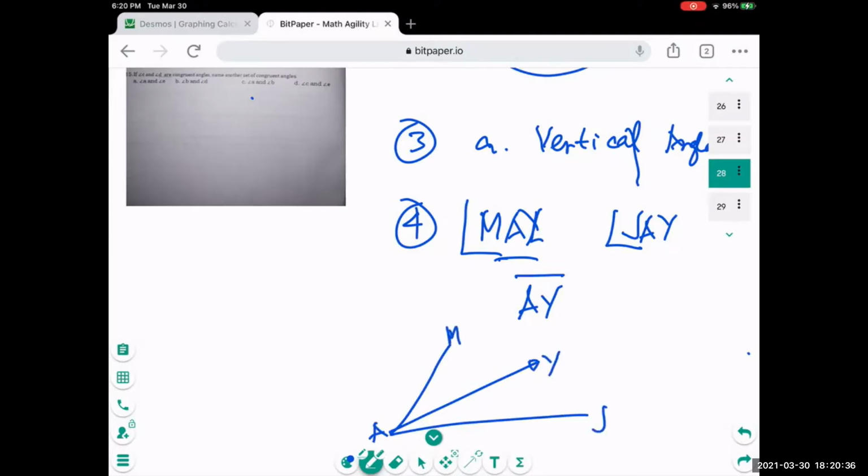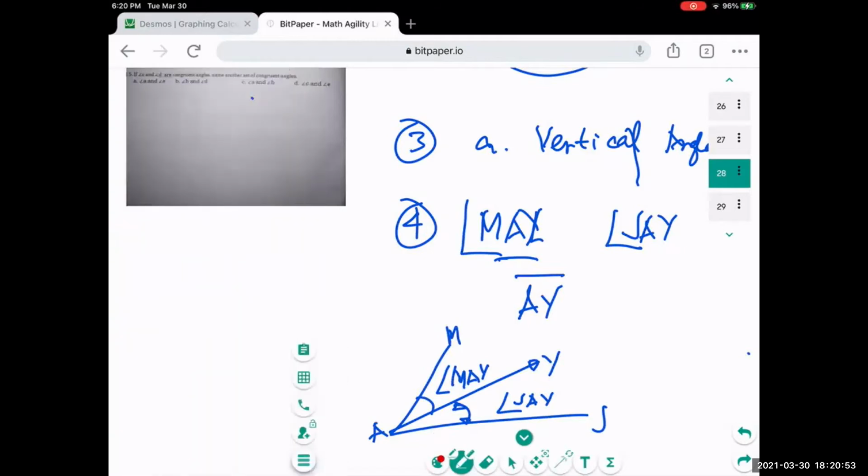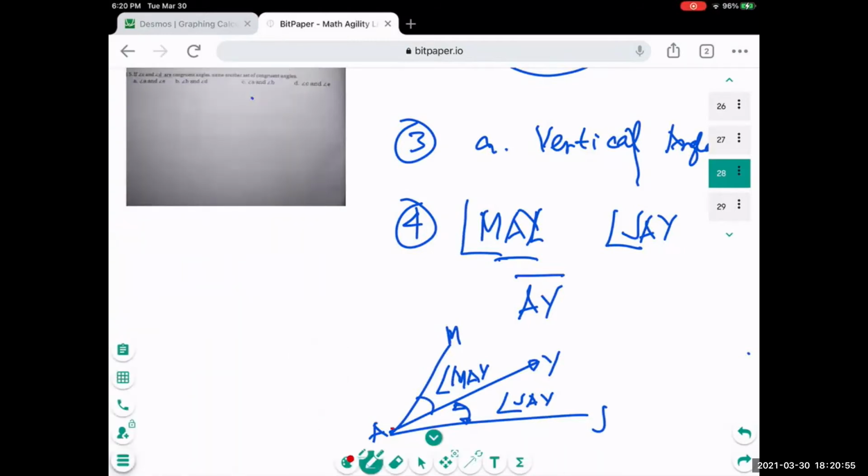So first is angle MAY, and then the second angle is angle JAY. So common to both angles would be the middle term. Let's use a different color. So AY is the common side to both angles, and that's letter A in the choices. And then let's move to number 5.